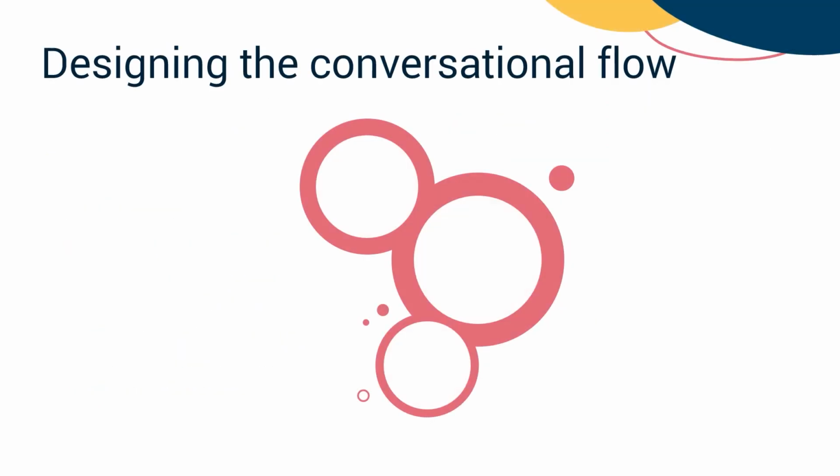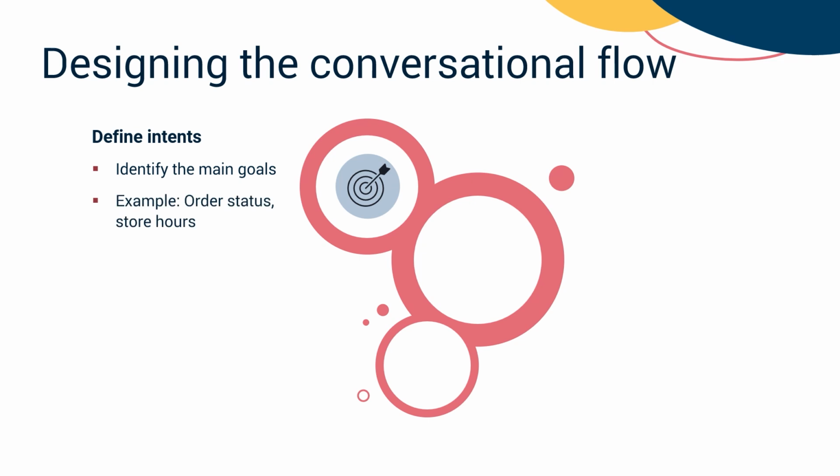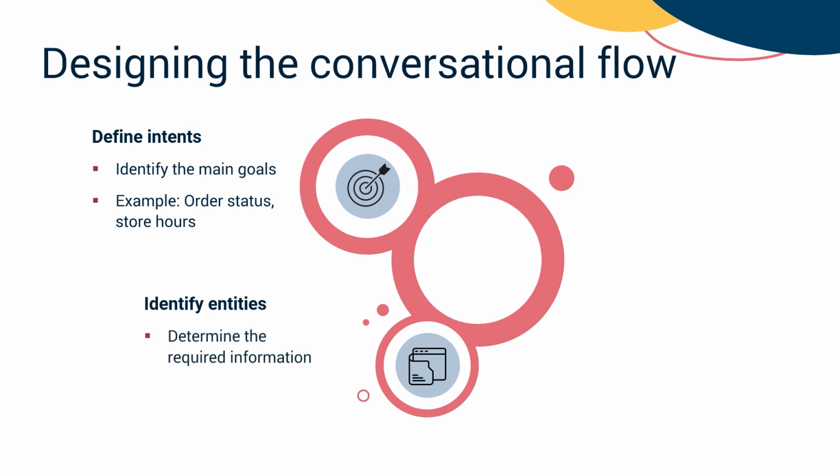Now that you have learned how to choose the chatbot framework, let's move on to the design phase. To design an effective chatbot, it's essential to start by defining its intents, which represent the main goals or purposes behind each user query, such as checking an order status or asking for store hours. Next, you need to identify entities, which are specific pieces of information the chatbot requires to fulfill these intents, like an order number or a product name.